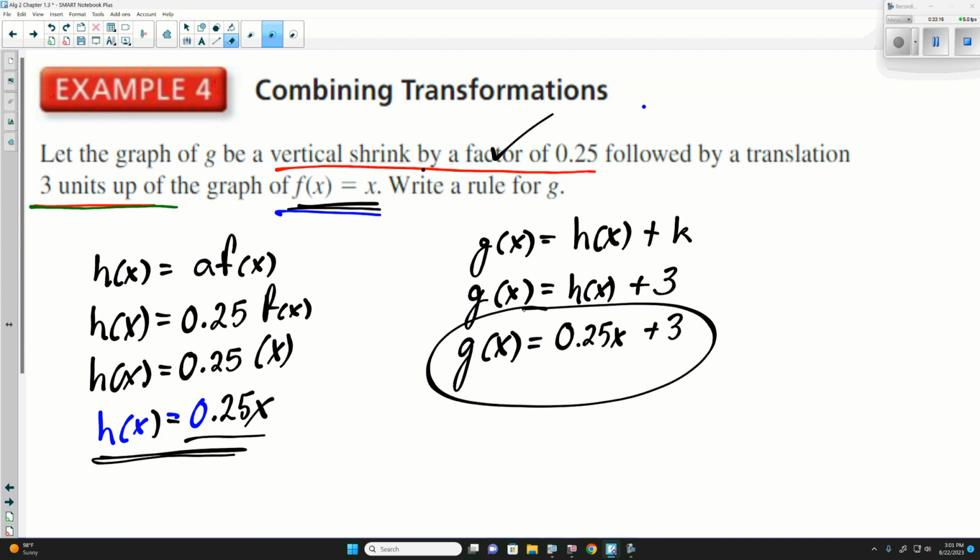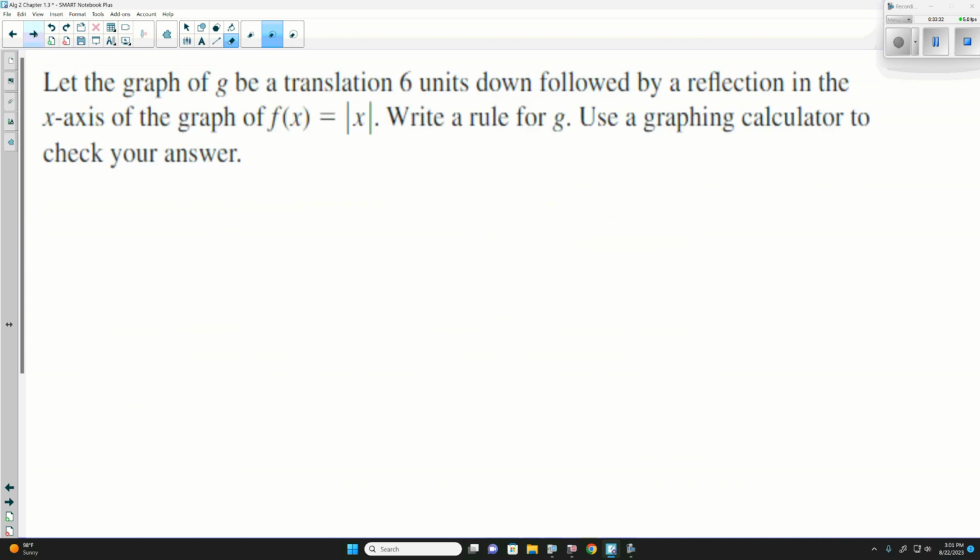So again, if we take these combining transformations one transformation at a time, that's what's key to these. There's one more. The assignment is in Google Classroom already, so you can pull it up there and get it.